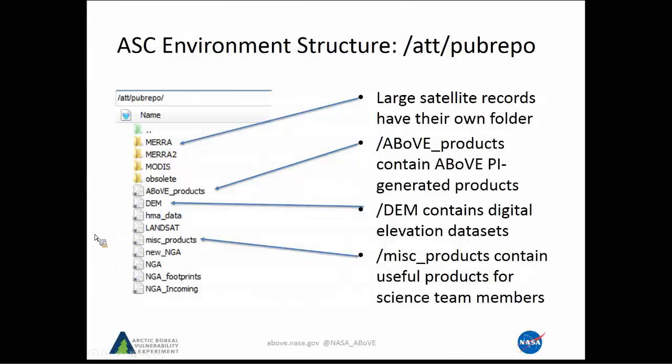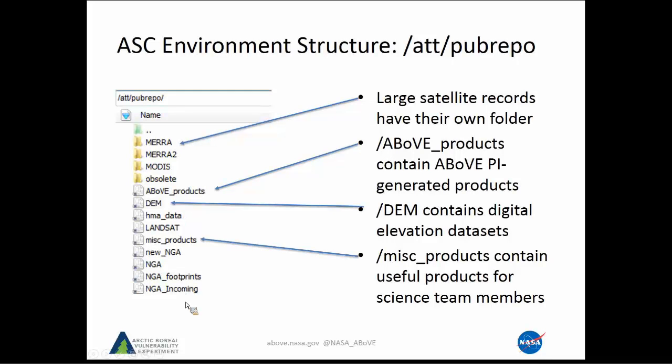I've mentioned this a little bit, but I'd like to go over it because sometimes we have new people on this webinar. In ATT Pub Repo on the Science Cloud is where we have all of these different data sets stored. So you can use Odyssey to look at where the data are, and then you can go to these different areas of Pub Repo to better understand where all the data are. MISC products are useful products for science team members, but they have not been created by science team members, whereas ABoVE products are products that have been specifically generated based on an ABoVE project.